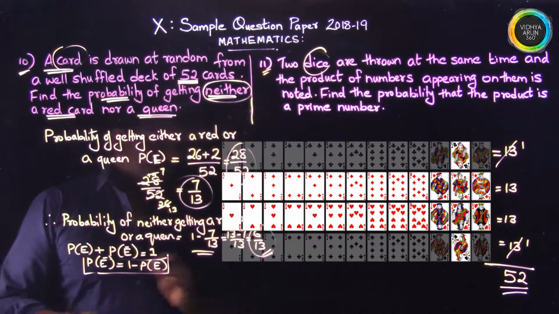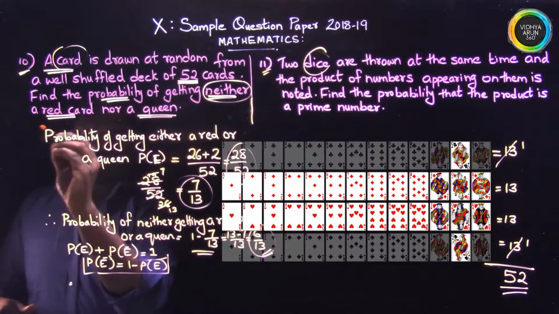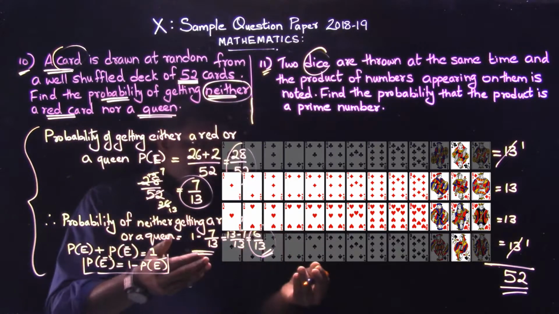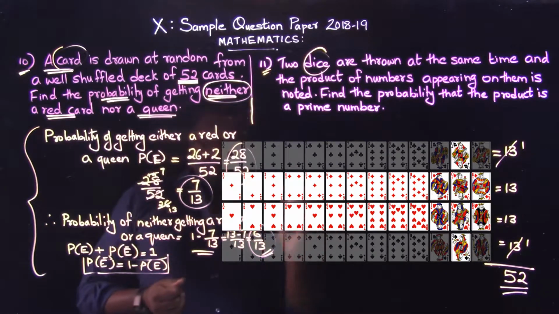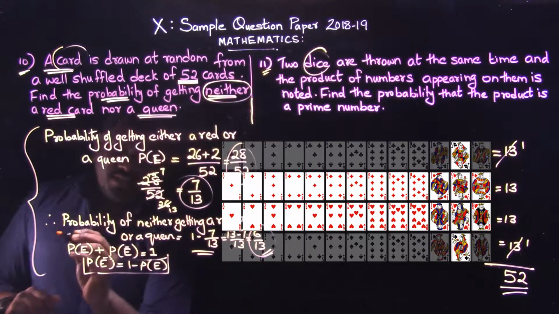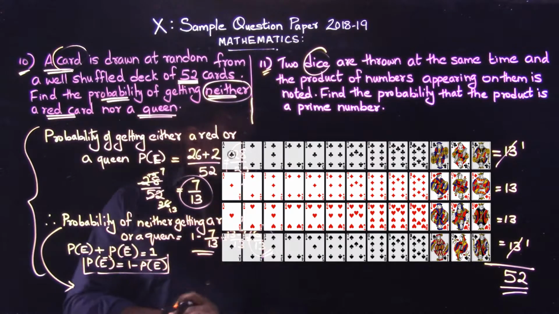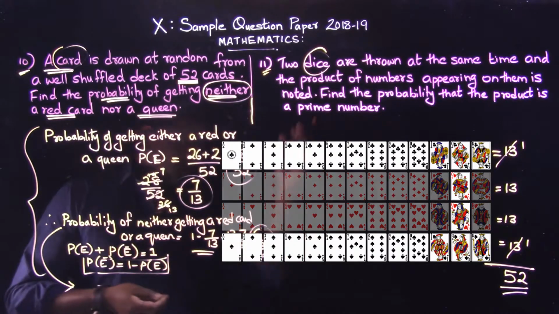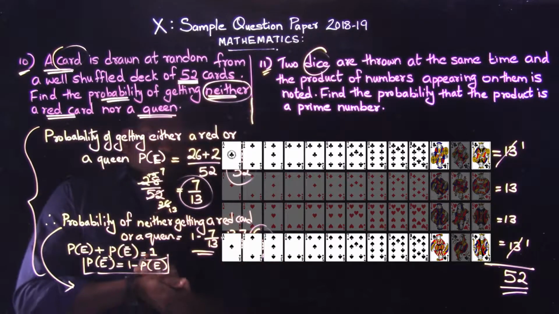Now, we can directly jump to the answer. Here I first took the probability of getting it, then 1 minus. The probability of neither getting a red nor a queen is just: remove the red, remove the queen. What is the rest after removing the queen and the red cards?